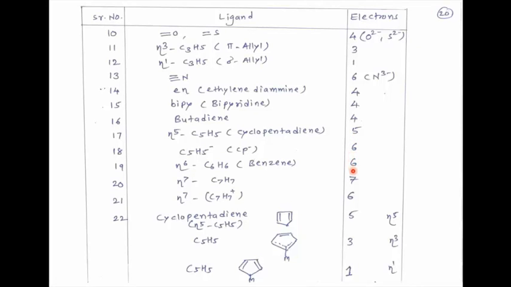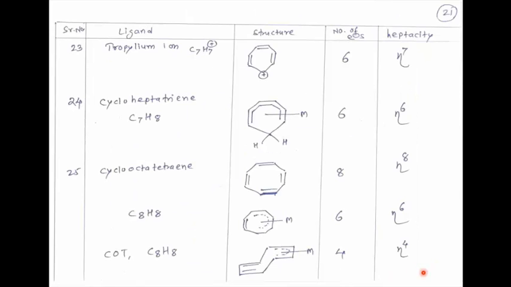Benzene donates 6 electrons. C7H7 eta 7 donates 7 electrons. C7H7 plus, 6 electrons. Cyclopentadienyl eta 5, 5 electrons. Eta 3, 3 electrons. Eta 1, 1 electron. Then see, this is the tropylium C7H7 plus. This is the structure. It donates 6 electrons. Cycloheptatriene C7H8, its structure is shown here. It donates 6 electrons.